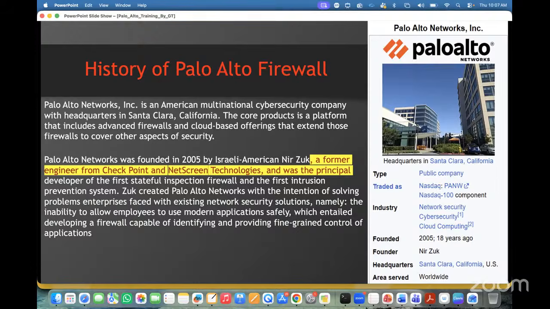But we are not going to focus on all the products. We are going to focus basically on the firewall product. I will show you what product portfolio they have for the Palo Alto firewall. So we'll discuss only Palo Alto firewalls.